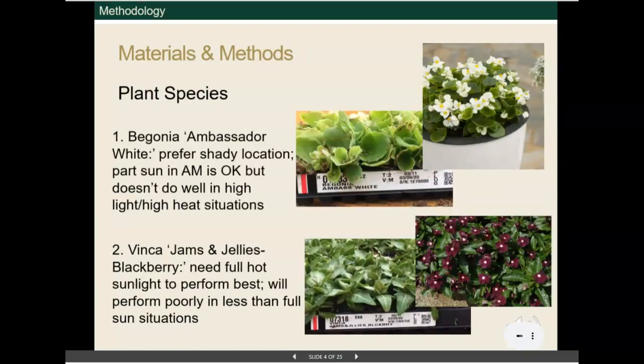We've planted 4 different species. Begonias are known to prefer shade but can tolerate partial morning sun. It is known not to do very well in high heat or high light environments. Vinca, on the other hand, prefers full hot sun to perform best.